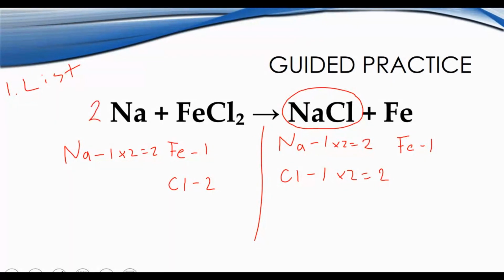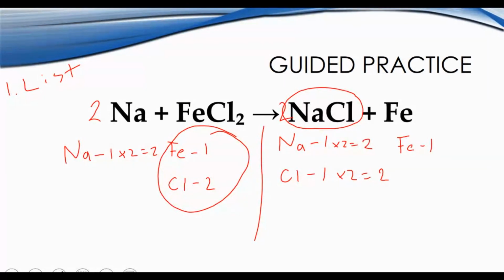The iron chloride, we did not really do anything to it, so we just leave it alone, right? Because we didn't multiply this section right here by anything, so it just stays as 1. The sodium chloride, we multiplied by 2, so its coefficient is 2. And then the iron at the very end, we did not do anything to it, so it's just going to stay the same. So our coefficients are 2, 1, 2, 1.